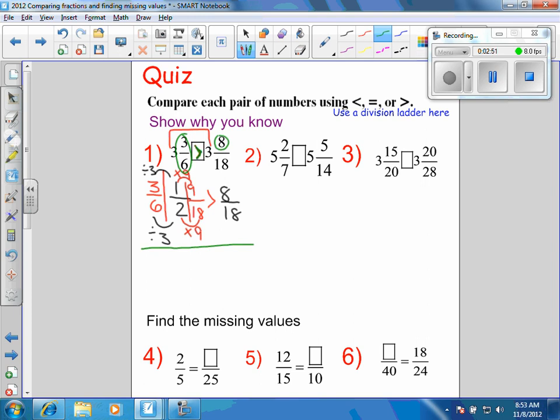Now, on every problem that doesn't work, but if that was your strategy on that problem, it's perfect because you're doing what we call comparing to a benchmark fraction. And that's a goal this year, is to look at something real quick and say, hey, this one's half, this one's less than half. I'm just going to put the inequality. The inequality being this little symbol, right? This is the inequality.